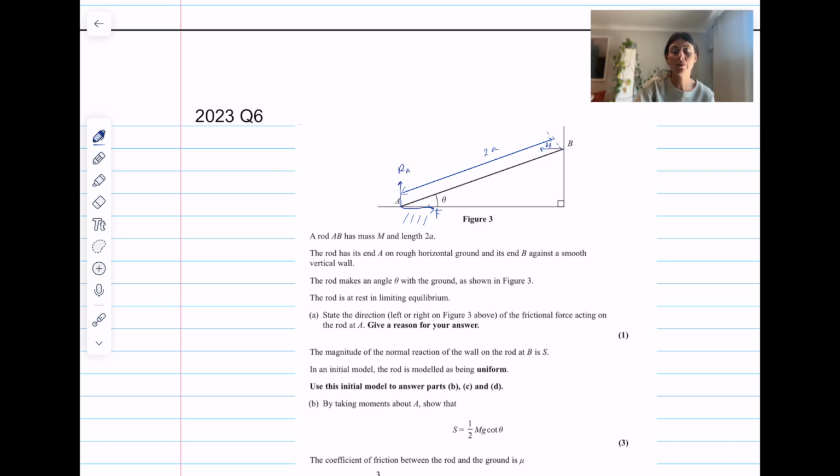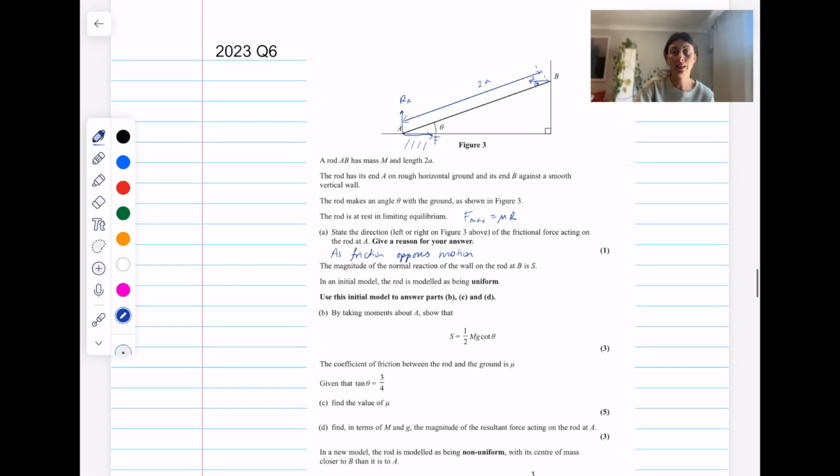For part A, we've already answered a question just like this. Since it's in limiting equilibrium, we know F equals mu R. Part B says we can treat the rod as uniform. This question says that we need to take moments about A. So part B, moments about A, remember we get to ignore the forces at A.